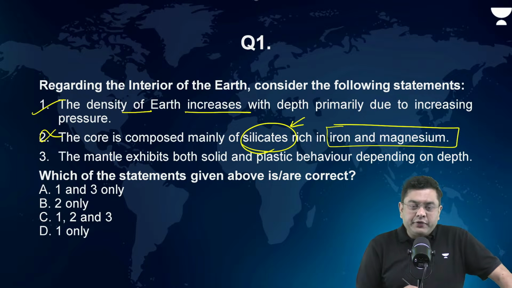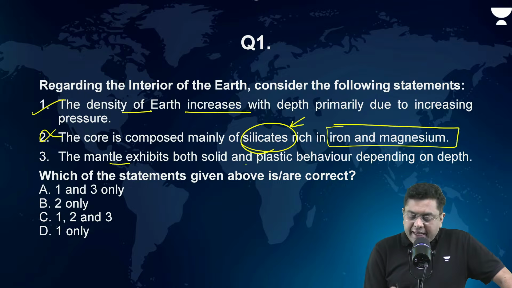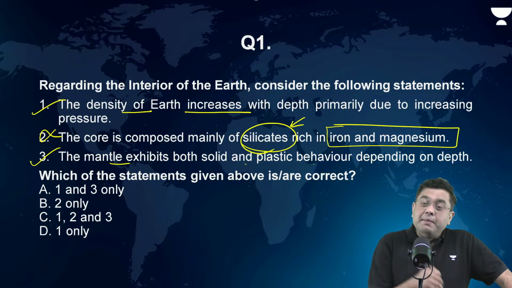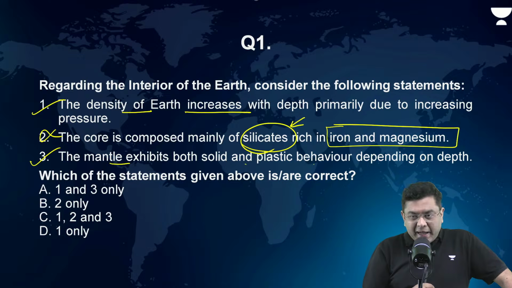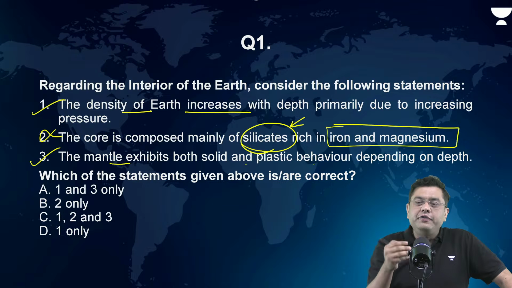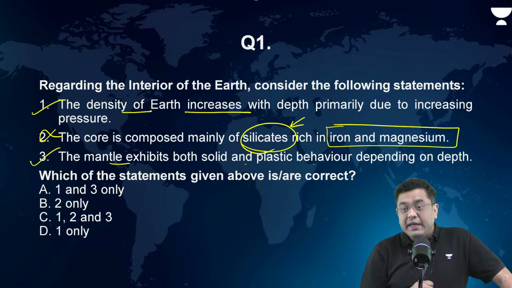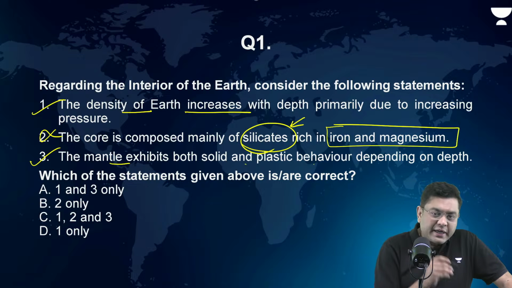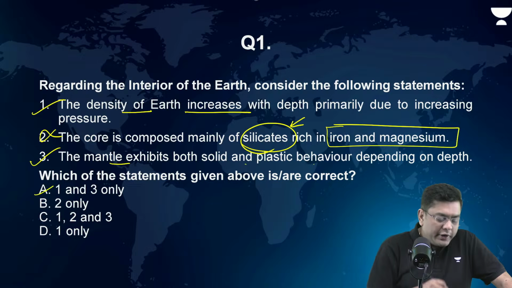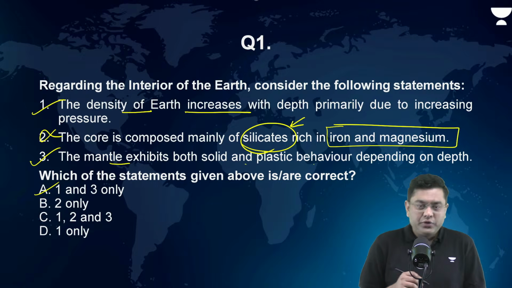Third, the mantle exhibits both solid and plastic behavior depending upon depth. This is correct. The mantle initially is solid, then it is plastic in the region of the asthenosphere, and then again it is solid in the lower portion of the mantle. So the correct answer in this case is going to be A, 1 and 3.